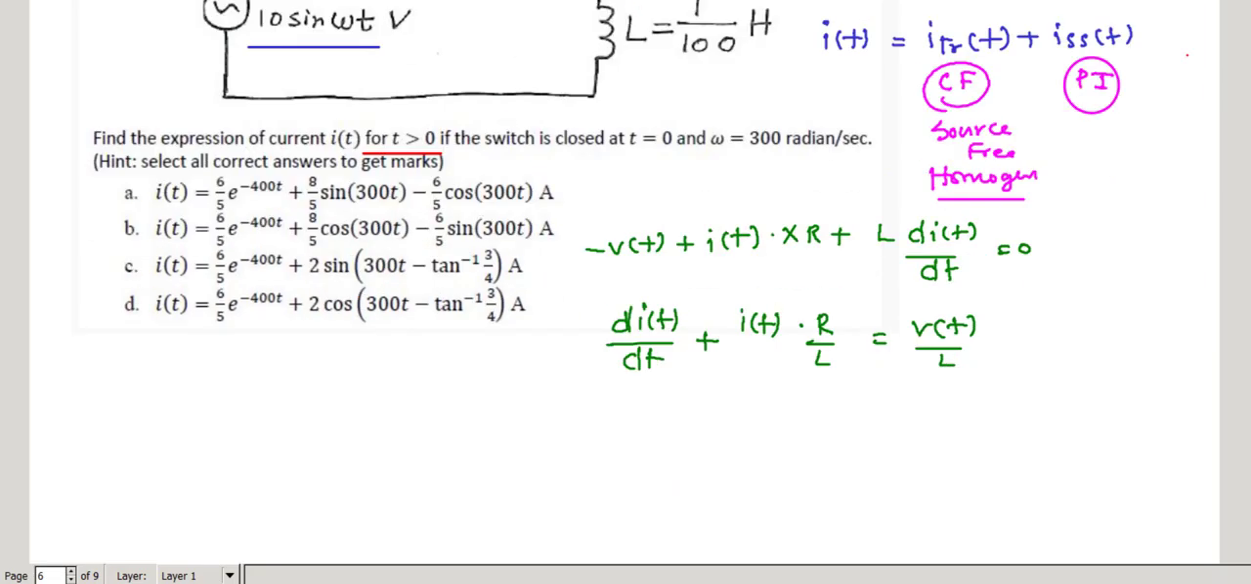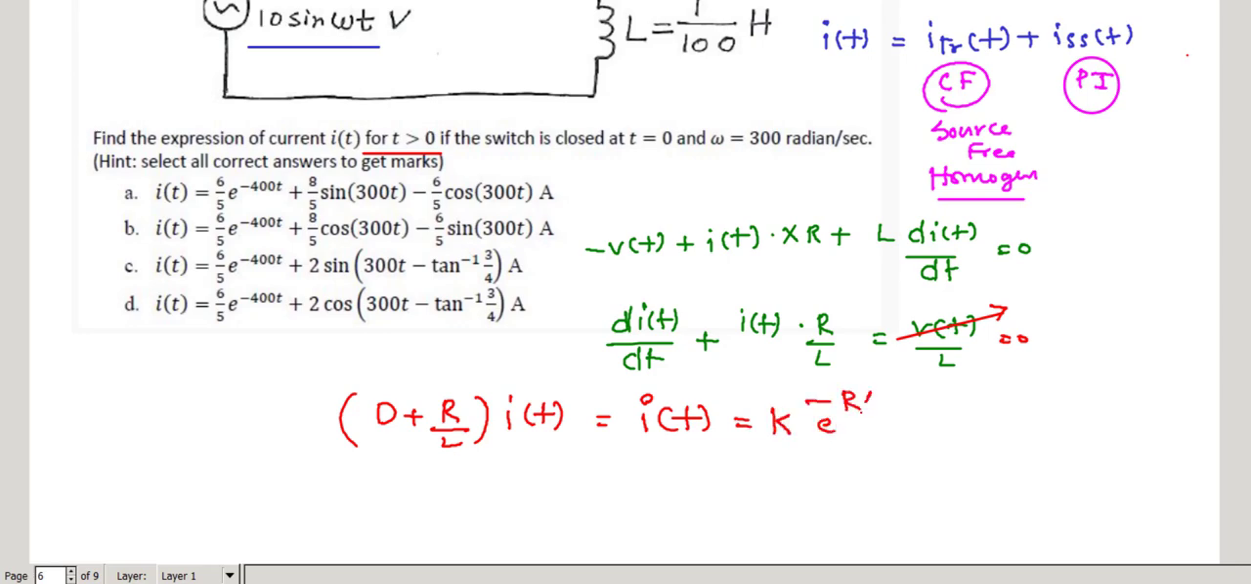How to find the transient response? To find the transient response, v(t) equals 0. So D plus R by L into i(t) equals 0, and i(t) equals k into e power minus R by L t. You know very well about the first order differential equation and how to solve it.